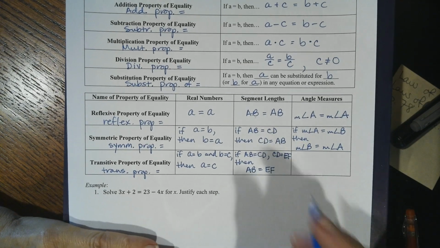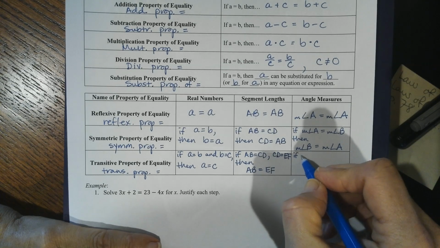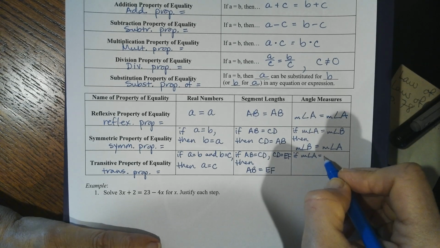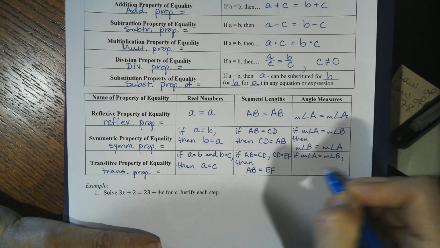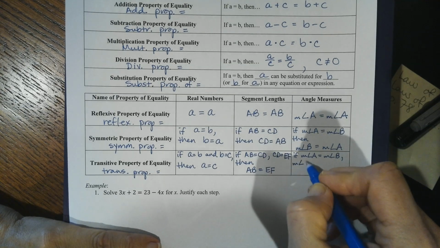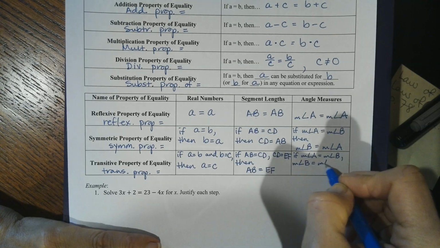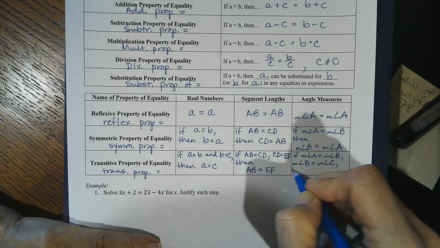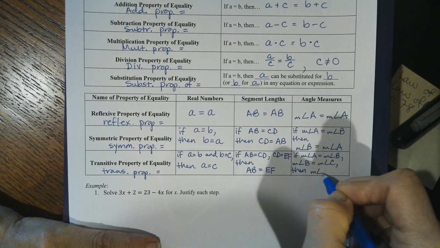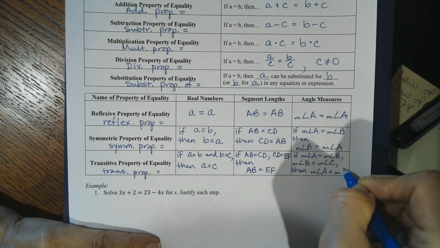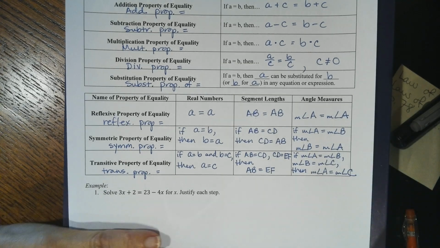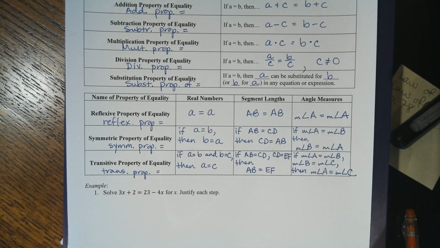And then last, on the angles, if the measure of angle A equals the measure of angle B, and the measure of angle B equals the measure of angle C, then the measure of angle A equals the measure of angle C. That is the transitive property.